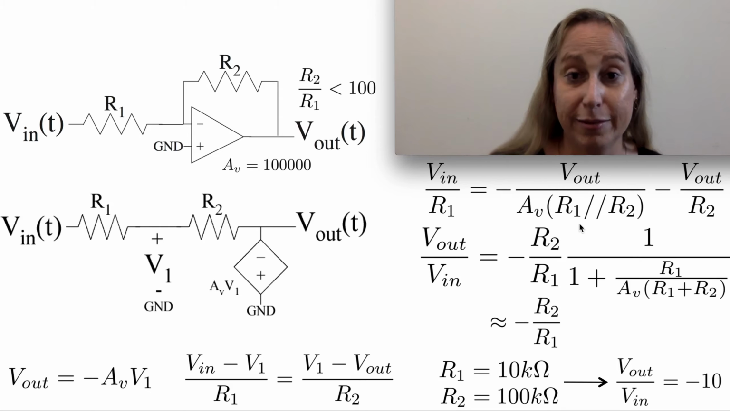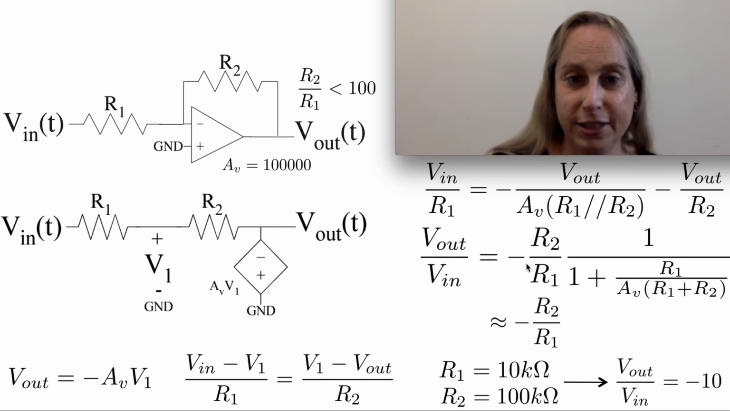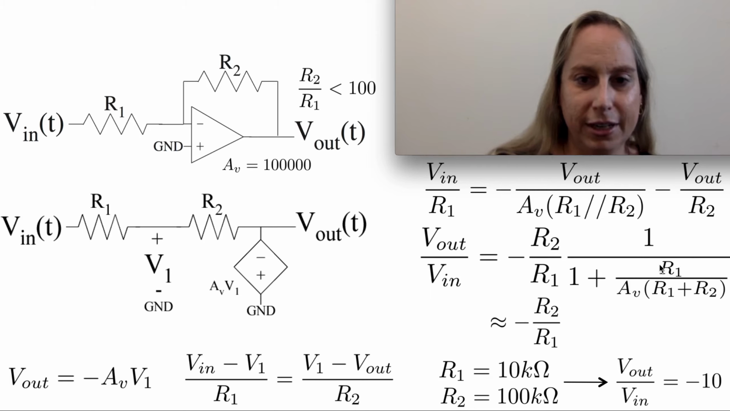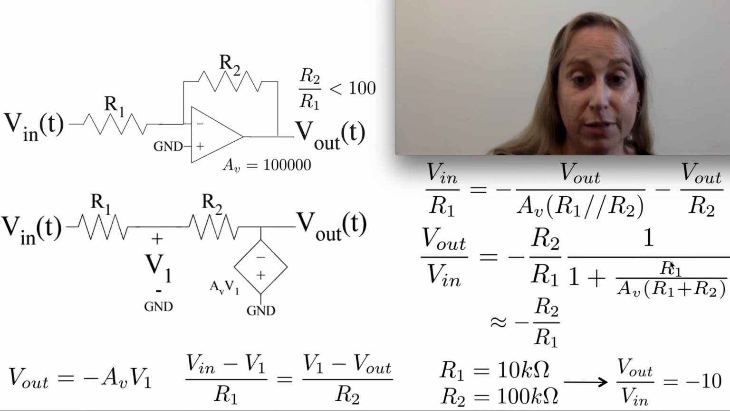So now I just need to do a little bit of algebra. And after working through the algebra, I get V out over Vn equal to minus R2 over R1 times 1 over 1 plus an interesting term that's related to that particular gain. If you look at the results of this, you realize that the ratio down here is going to be R2 over R1. And you get an interesting response here.